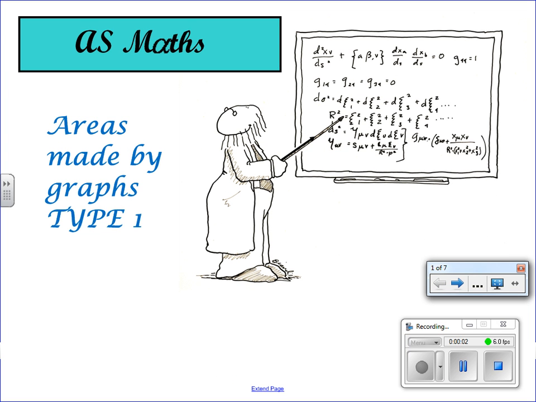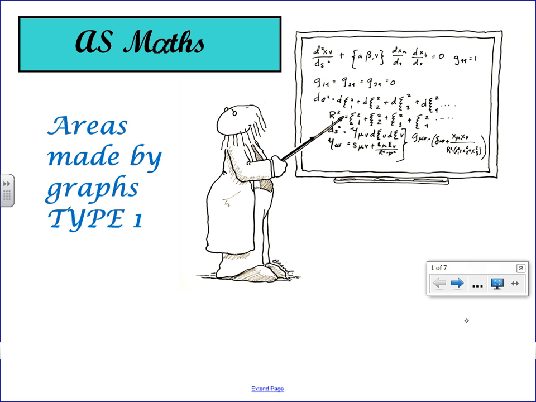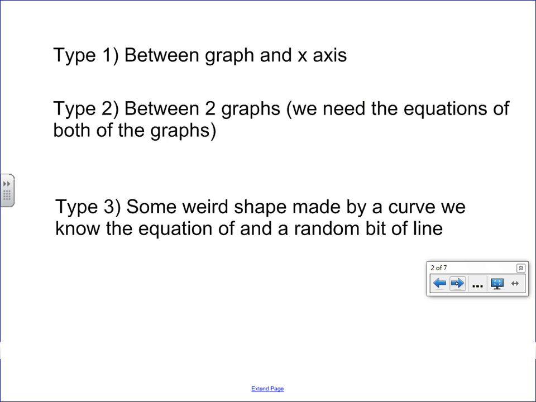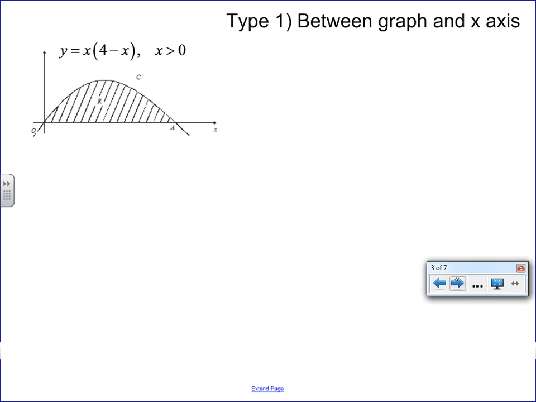So we're looking at using integration to find areas made by graphs, and there's three different types that you could encounter. Type 1 is the easiest one, where the area is just between the graph and the x-axis, and that's what we're going to look at in this video. So here's an example. We've got a graph, and we've got the area that is made by the graph and the x-axis, and it's this area here that we're looking for.